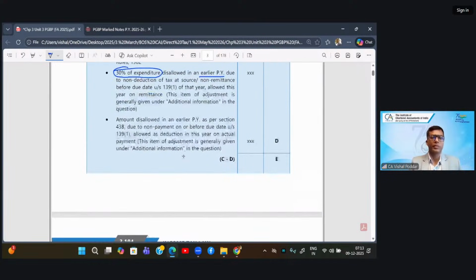Similarly, those payments which are to be made as per 43B but not made in the earlier period, those were disallowed then. When they will be made in the current year, they will get allowed in the current year. Again, in P&L, since this is a past year expense, it is not debited, but PGBP is allowing you that deduction in the current year, hence you will subtract it.